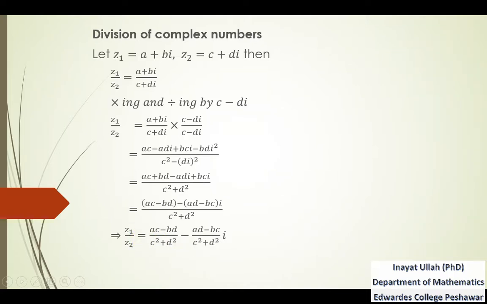So whenever we find the quotient or division of two complex numbers, the idea will be that we will multiply and divide by the conjugate of the denominator.